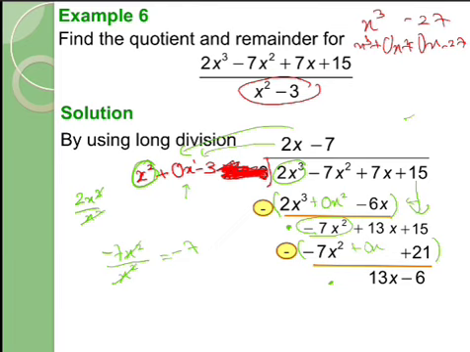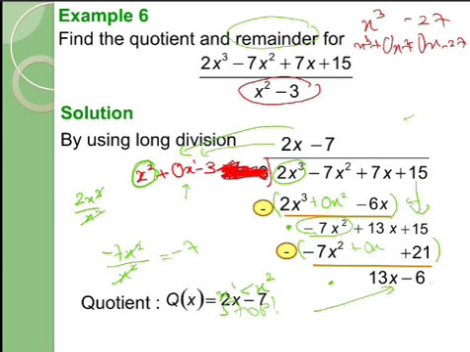So, do we have to stop here or can we continue? Check the power of the x. The highest degree is x power 1. Remember, x power 1 is less than the degree of x power 2. So this means we have to stop here. So what is 13x minus 6? Well, that's the remainder. So write down your answers clearly.